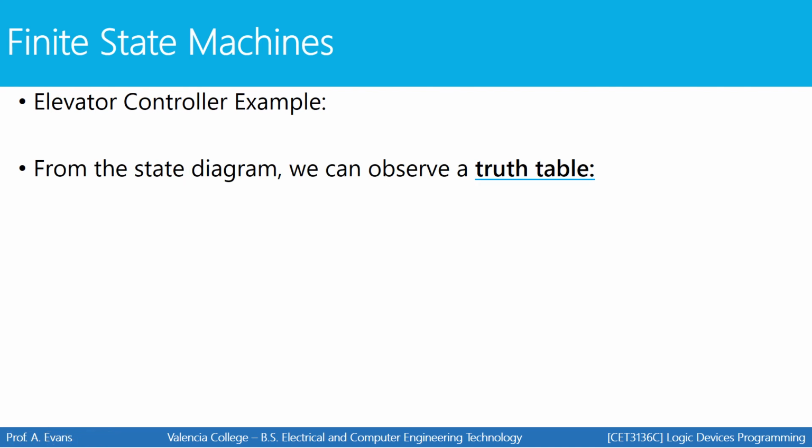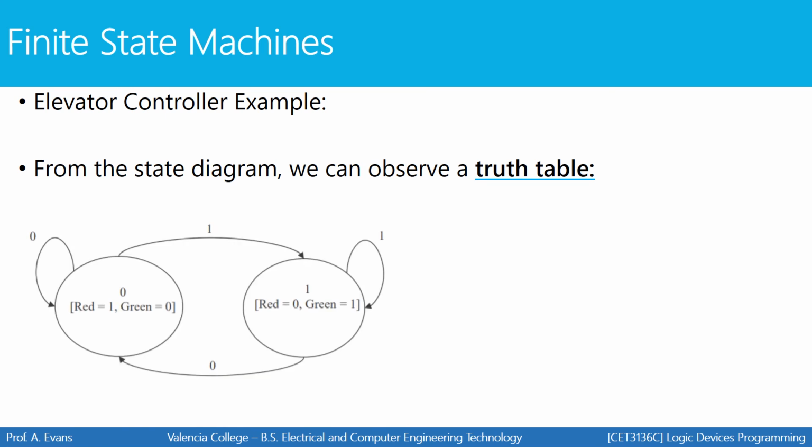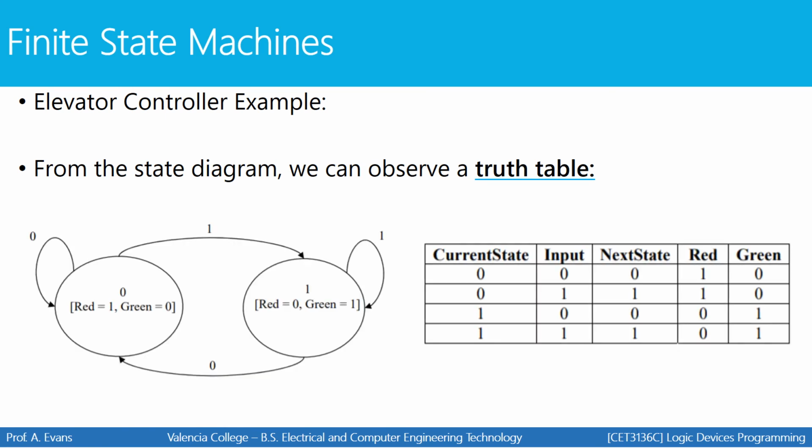So, with this example, we're going to move from the state diagram to a truth table, where we can see the current state, what the input will be for each state, what the next state will be, and how our lights will change. Now that we have a roadmap, a pathway for determining what's supposed to happen and how we move within each state, we can write our code.